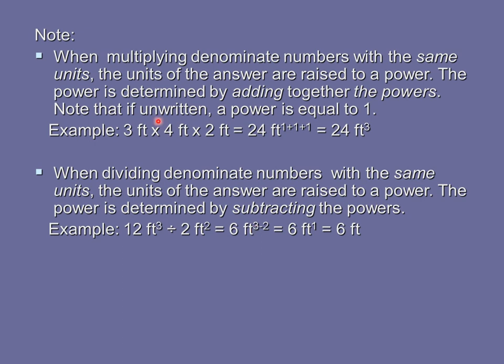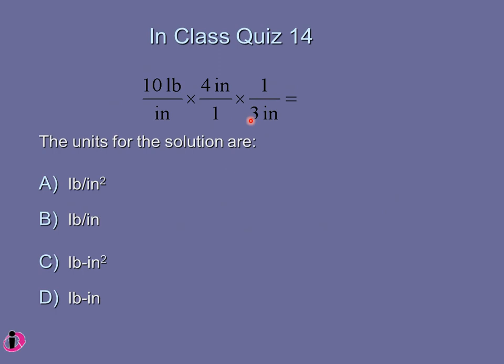In case of multiplication, the power gets added, because they have one power 1, right? Feet, feet, and feet. Let's do some example or quiz. What would be the unit here, the final one, after this multiplication?